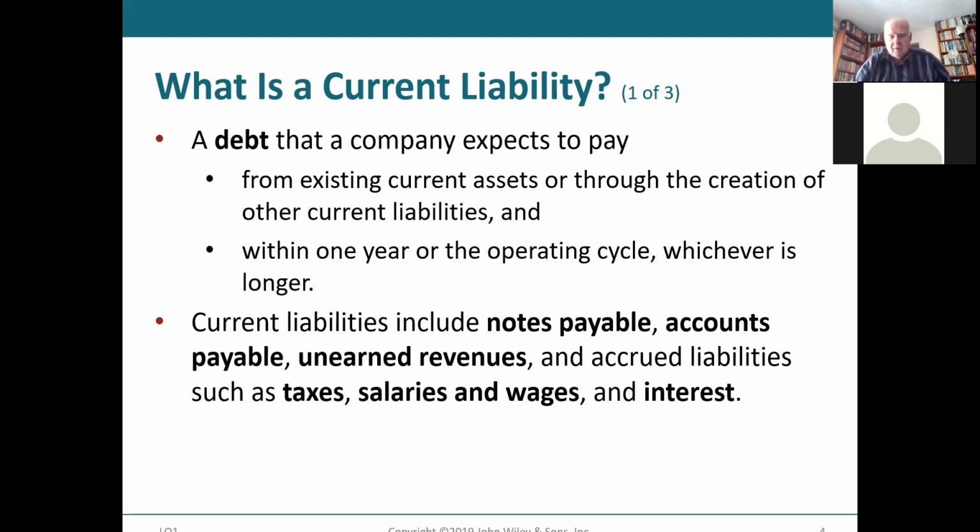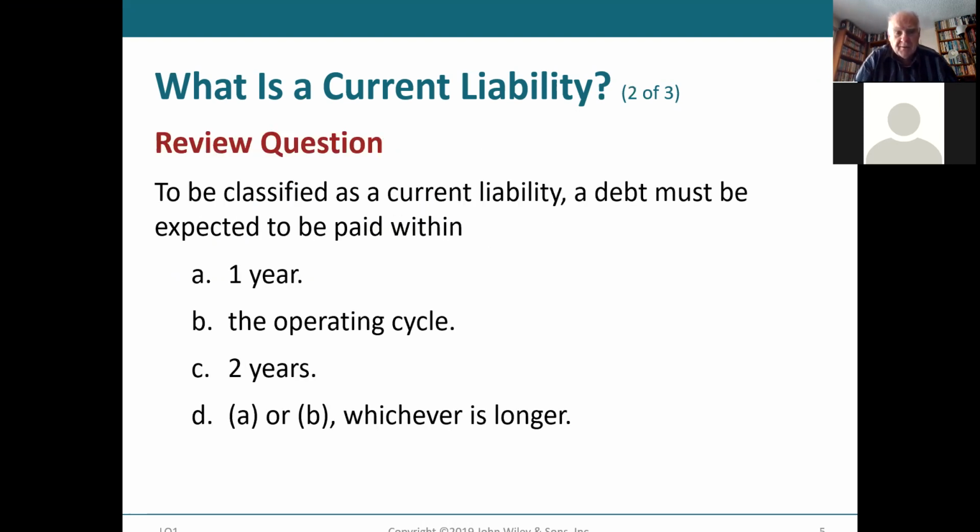It's a debt that we know a company is going to pay within 1 year. Current liabilities can include notes payable, accounts payable, unearned revenue, and other accruals. What is a current liability? A or B? The 1 year or the operating cycle, whichever is longer.